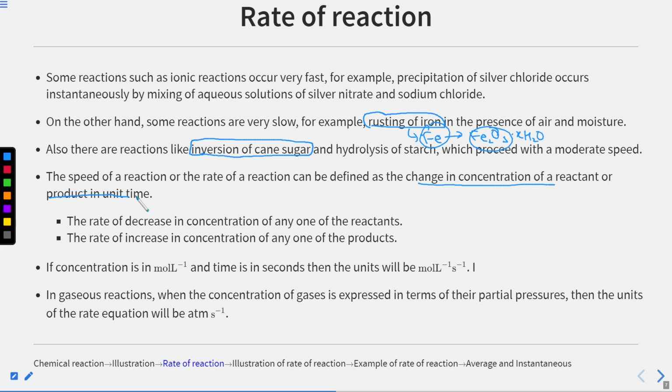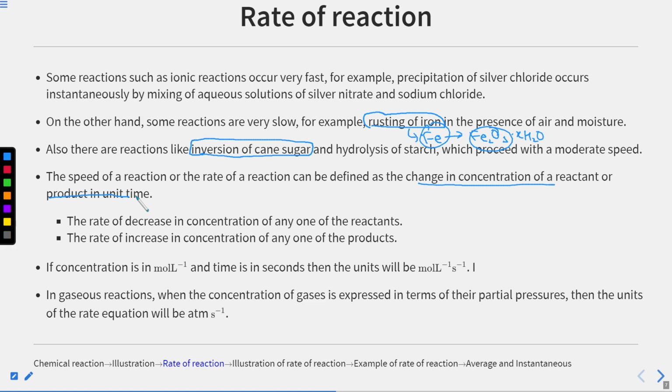Now, one more very important thing. When we see the graph, we will observe again that the rate of decrease in concentration of any reactant is called the rate of reaction, and the rate of increase in concentration of a product is also called the rate of reaction. So here you can see that we can calculate the rate of reaction in terms of both reactants and products. Its unit is mole per liter per second.